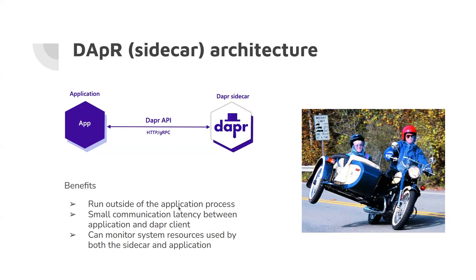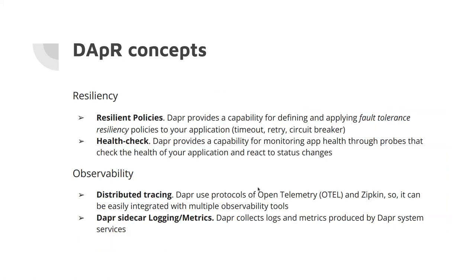So, a few words about the Dapr concept. It provides many benefits, and I just highlighted the major ones, like resiliency. It provides a capability for defining and applying fault tolerance policies: timeout, retry, circuit breaker, and you don't need to care about that. What you need to care about is only your service, your application, and then communicating service to service through the Dapr. Actually, Dapr handles this.